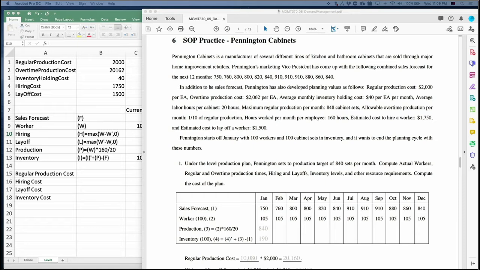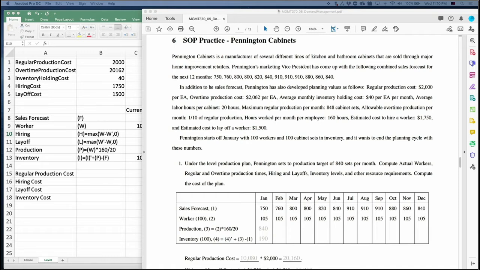A level production plan will set the same production level all the time, and inventory will fluctuate. In a chase strategy case, we can set the same inventory level over a period, but production will chase demand. There are two different ideas. And here we have a Pennington Cabinet case.